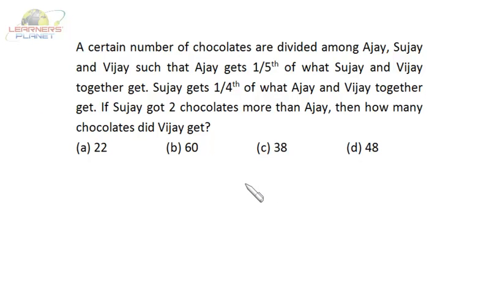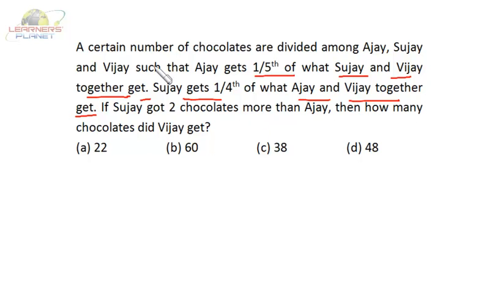Now let's see this problem. A certain number of chocolates are divided among Ajay, Sujay and Vijay such that Ajay gets 1/5 of what Sujay and Vijay together get, and Sujay gets 1/4 of what Ajay and Vijay together get. If Sujay got 2 chocolates more than Ajay, then how many chocolates did Vijay get?